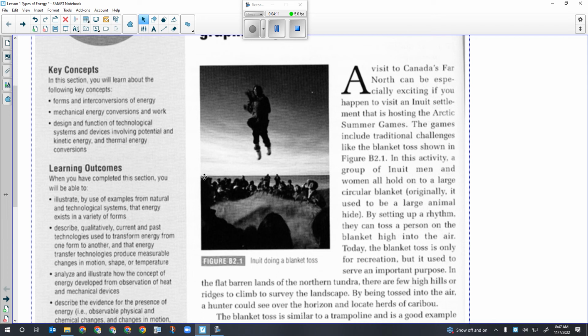Okay. In order for the Inuit blanket toss to work, we have to take energy and convert it from one form to another several times. Okay? Where does the energy to throw the person up in the air come from? Looking in that picture, all the people are holding the blanket. Where does the energy to throw the person come from?